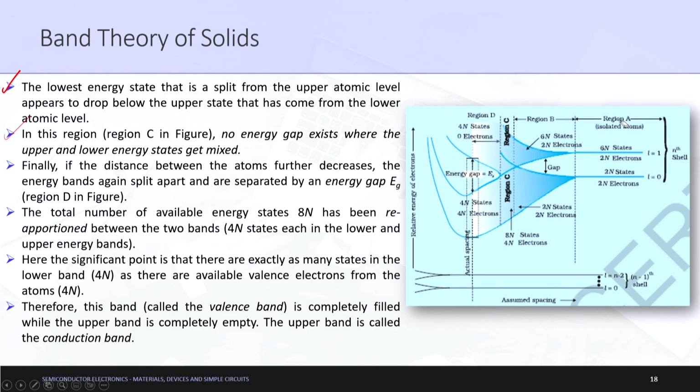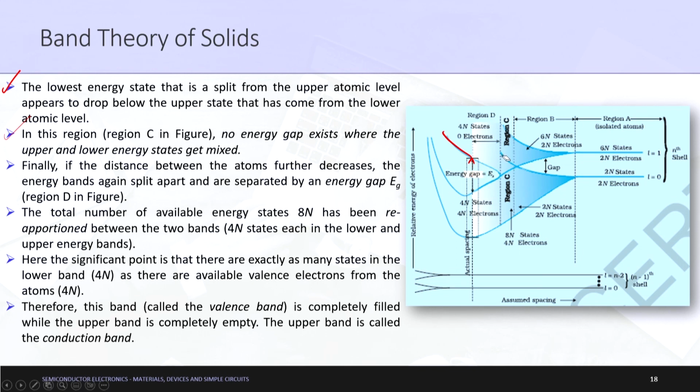Okay. Finally, if the distance between the atoms decreases much further, the energy bands again split apart and are separated by an energy gap, e.g. region D in the figure. So, again, after this there is an energy gap, as you can see. This is the continuous band for the L equal to 0 state, and this is for the L equal to 1 state. As you can see, there is an energy gap again here.